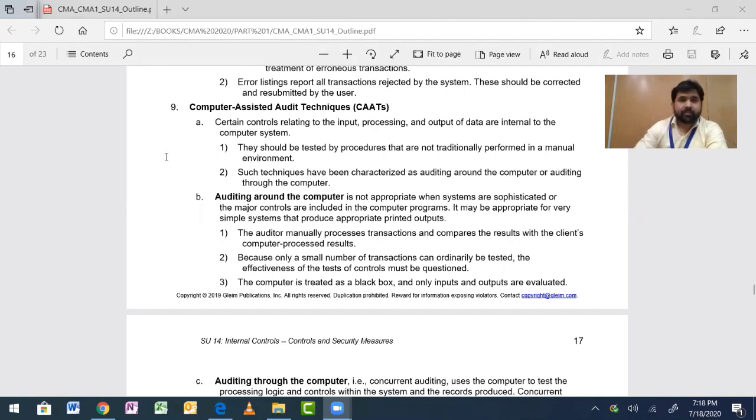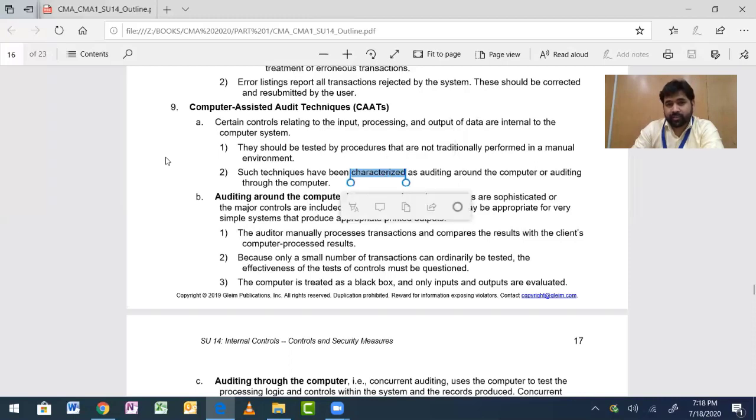Now, here, certain controls relating to the input processing. Basically, what does this mean and stand for? Because in today's time, most of the accounting is being done with the help of technology, or you can say on computers. So the task of audit has also changed, fine. And now auditing also has to go hand in hand with the accounting process.